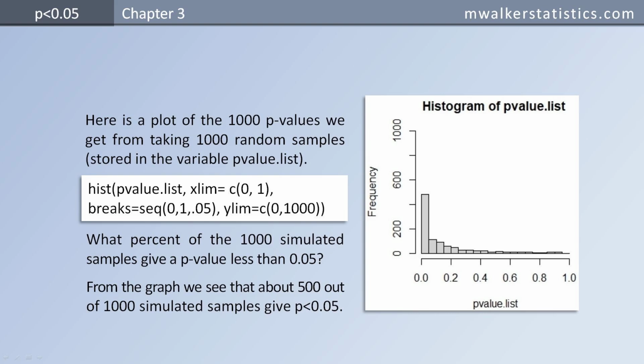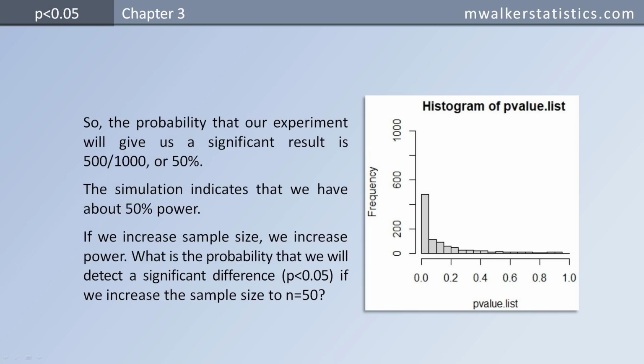Stored in the variable p-value list, what percent of the 1,000 simulated samples give a p-value less than 0.05? From the graph, we see that about 500 out of 1,000 simulated samples give p less than 0.05. So, the probability that our experiment will give us a significant result is 500 over 1,000, or 50%. The simulation indicates that we have about 50% power. If we increase sample size, we increase power.